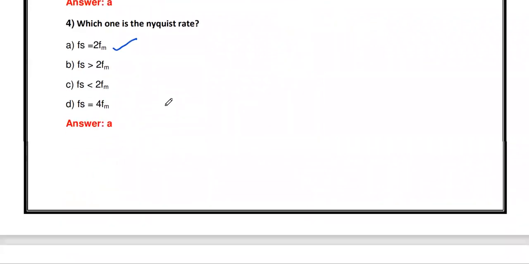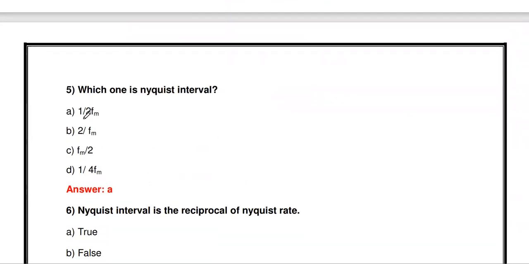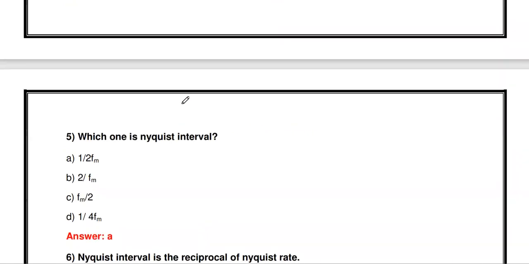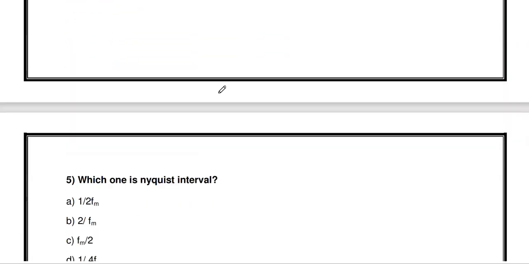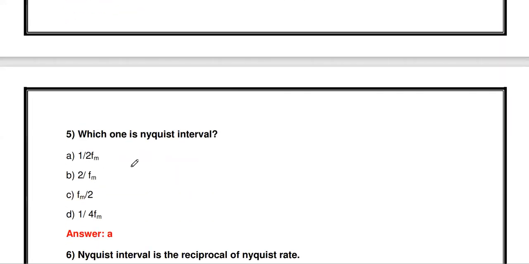You just remember which one is the Nyquist interval. The Nyquist interval is nothing but the reciprocal of the Nyquist rate. So what is the Nyquist rate formula? The Nyquist rate is Fs is equal to 2 Fm. The reciprocal of this Nyquist rate is called the Nyquist interval. So the Nyquist interval is equal to 1 divided by 2 Fm.